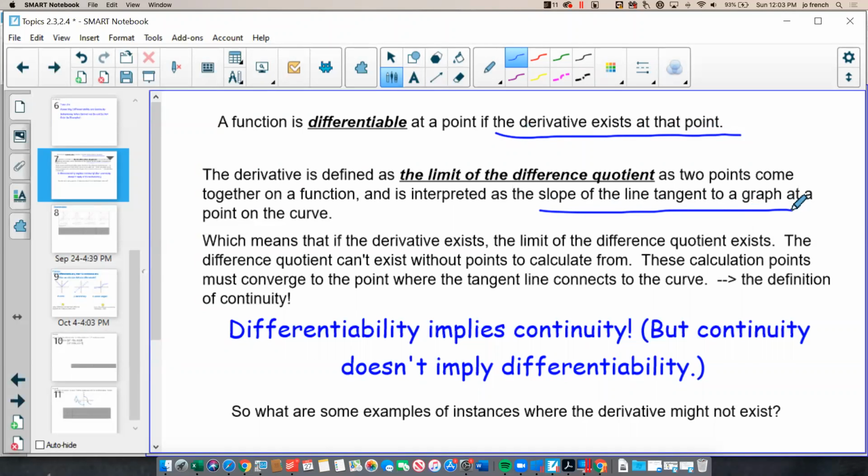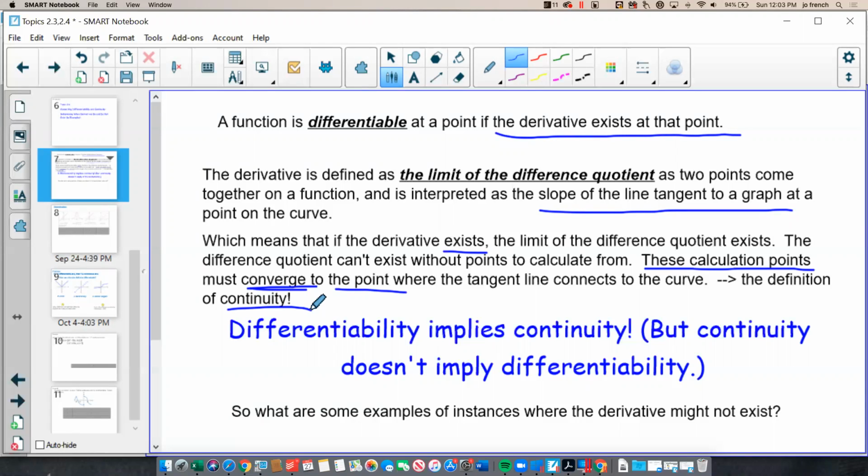So what does that mean? It means that if the derivative exists, the limit of the difference quotient exists because they're the same thing. The difference quotient can't exist without points to calculate from. So these calculation points must converge to the point where the tangent line connects to the curve. So our limit is equal to the value. If the limit of these points is equal to the value of the point, then we have a continuous situation. So therefore, differentiability implies continuity.